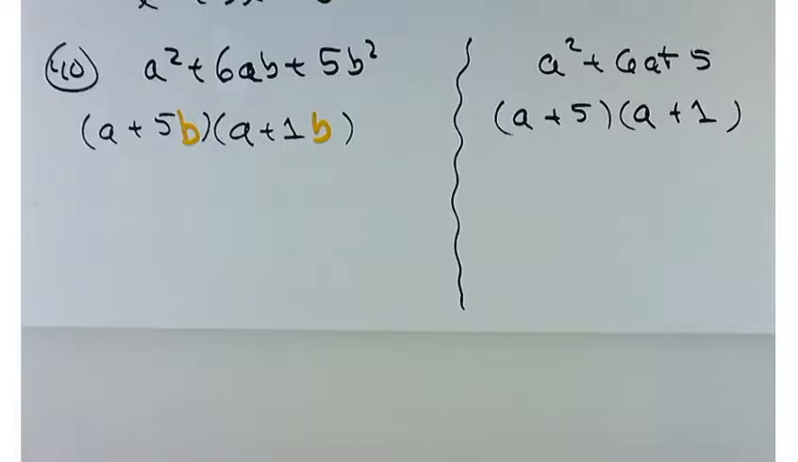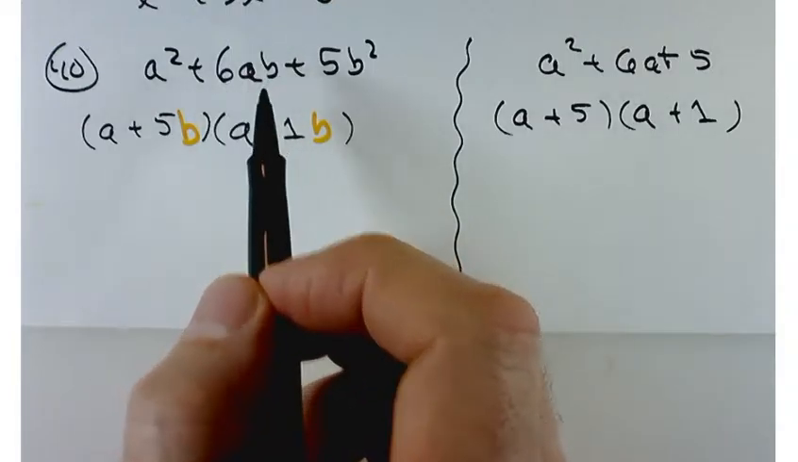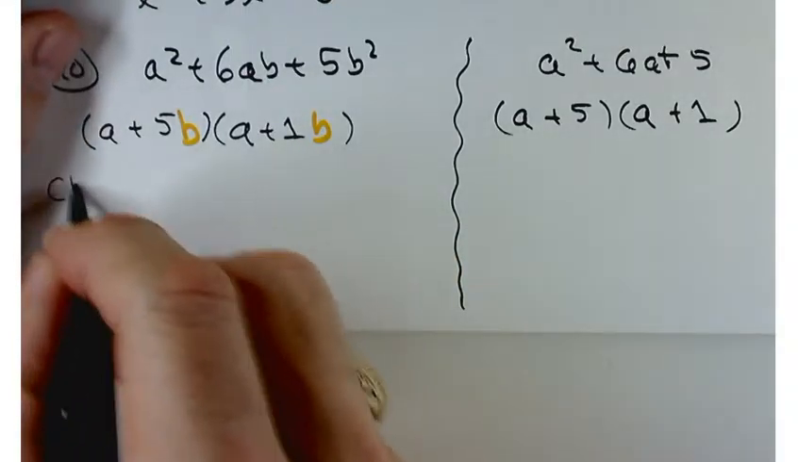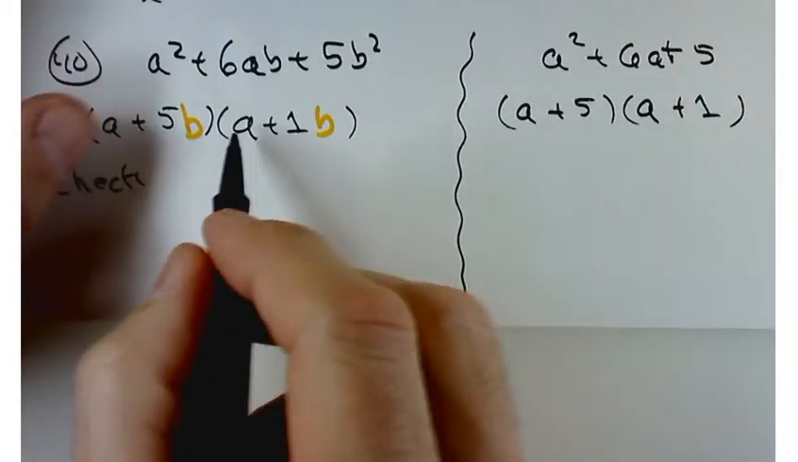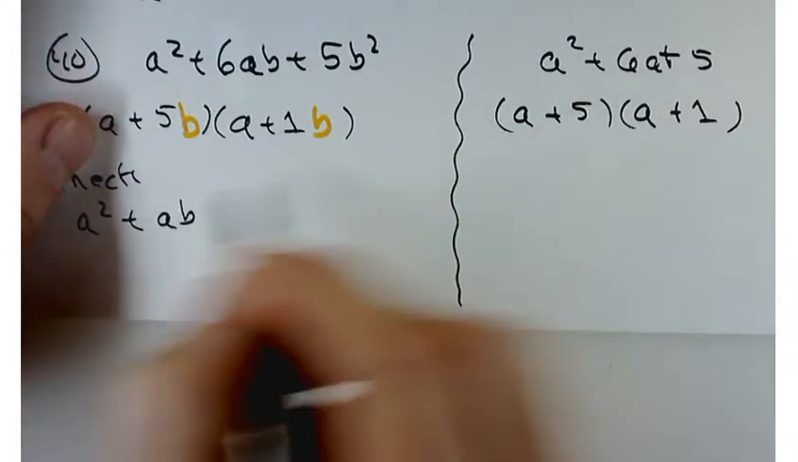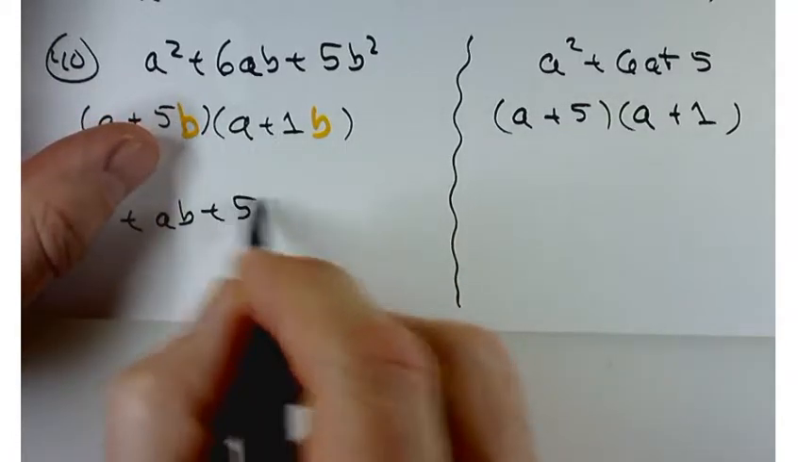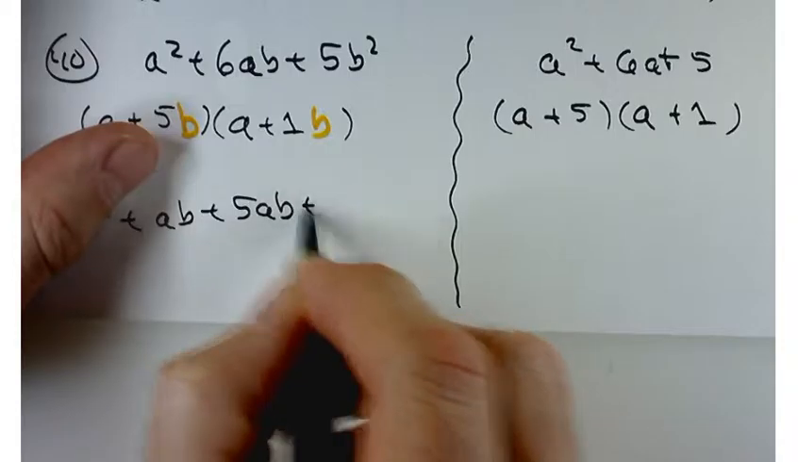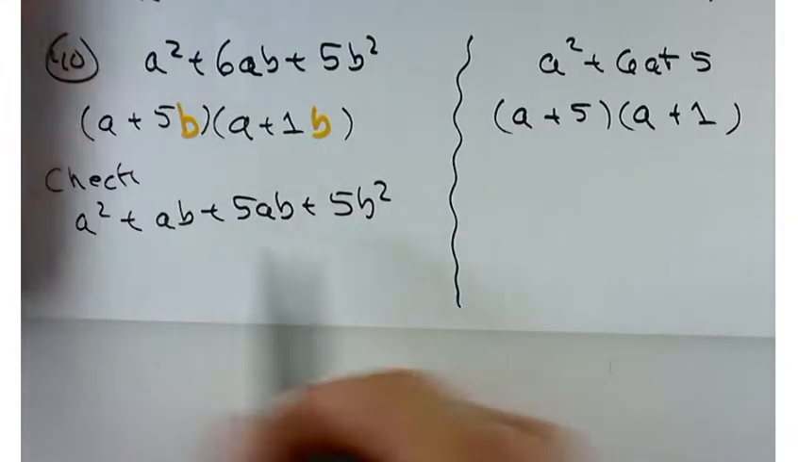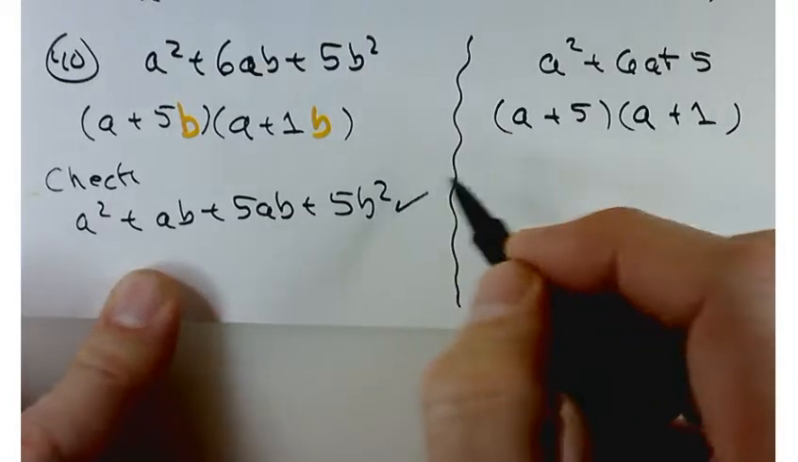If you checked it by foiling, if you're wondering, well, wait a minute, where did my AB go? If you check it, you would get a squared plus AB plus 5BA, but I'll write that in alphabetical order, 5AB plus 5B squared. 1 plus 5 would give me the 6, so it checks.